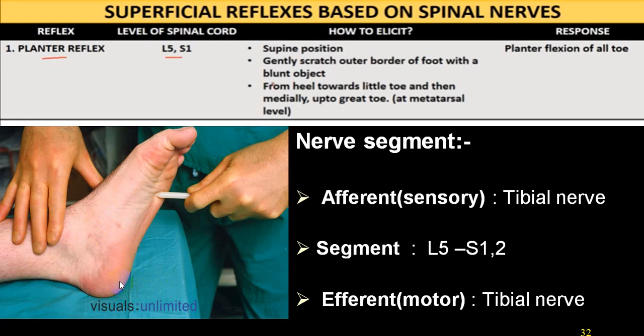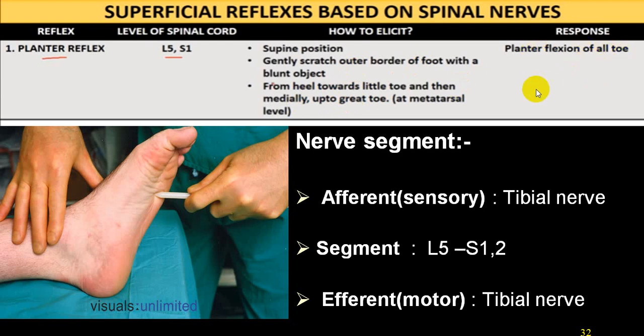You stroke the skin from the heel laterally along the lateral border of the foot, the plantar surface, towards the small toe and then towards the great toe in one single stroke with a blunt object. So in supine position, gently scratch the outer border of the foot with a blunt object, starting from the heel towards the little toe and then medially up to the great toe. You get a response we call plantar flexion of all toes.